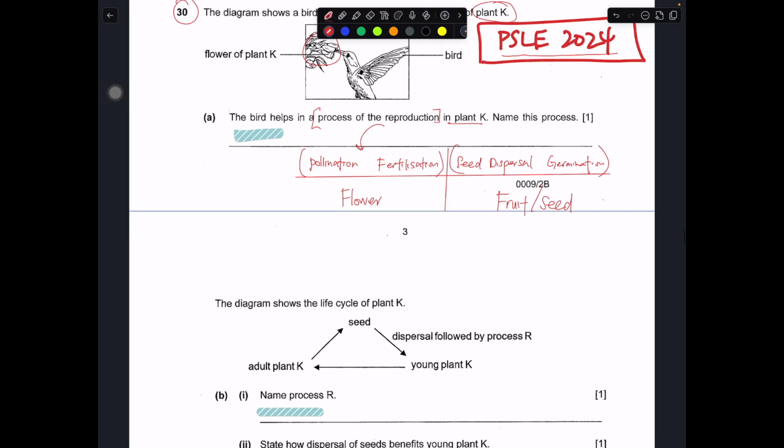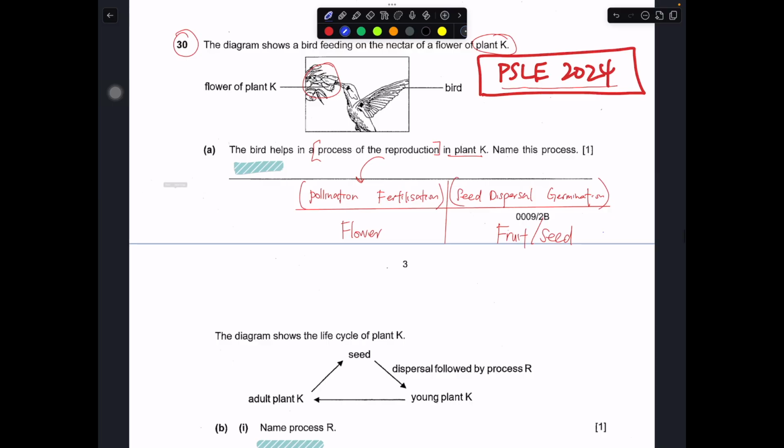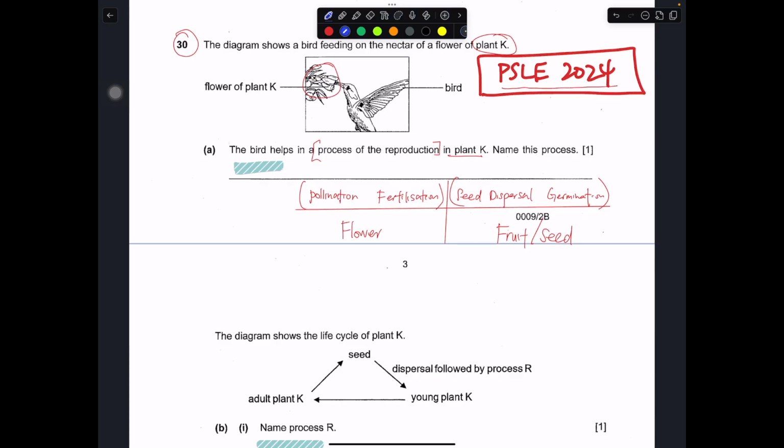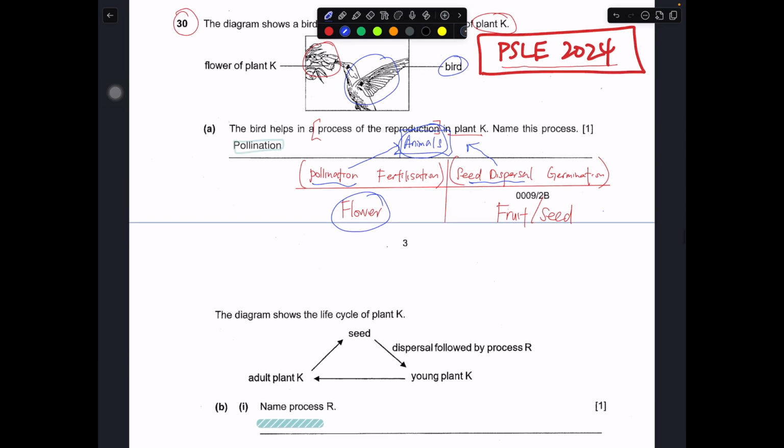Okay, which makes sense, right? Because after fertilization, you can have fruits and seeds, and seed dispersal and germination can then occur. So this will be the main part. And between these two, as long as the question involves animals, usually it involves these two. Animals take part in pollination, and animals also take part in seed dispersal. You have flowers, you have a bird which is an animal, so the answer most likely is pollination. The bird is actually pollinating the flower while getting the nectar. This is pollination. Very clear cut.